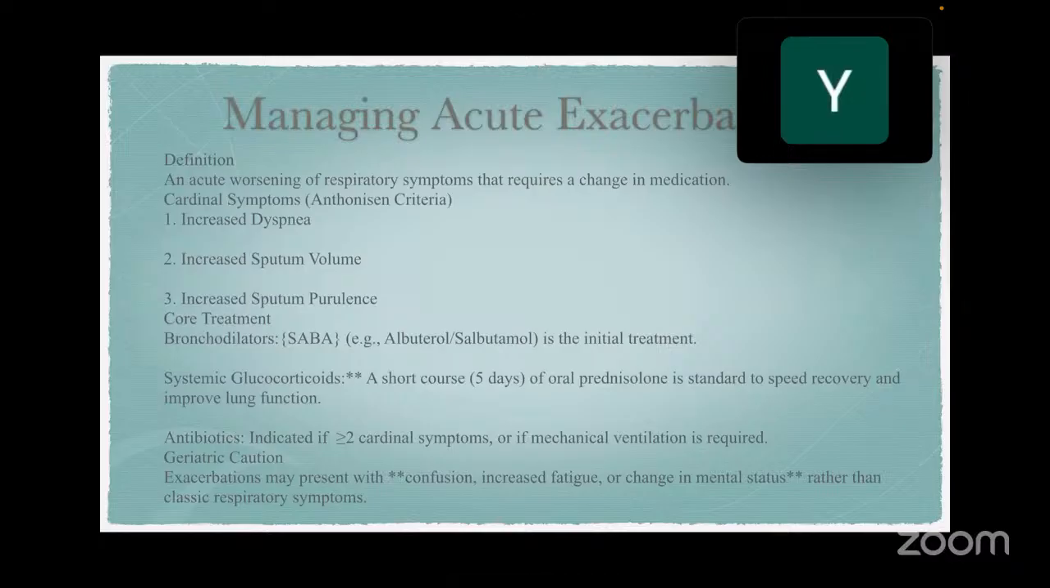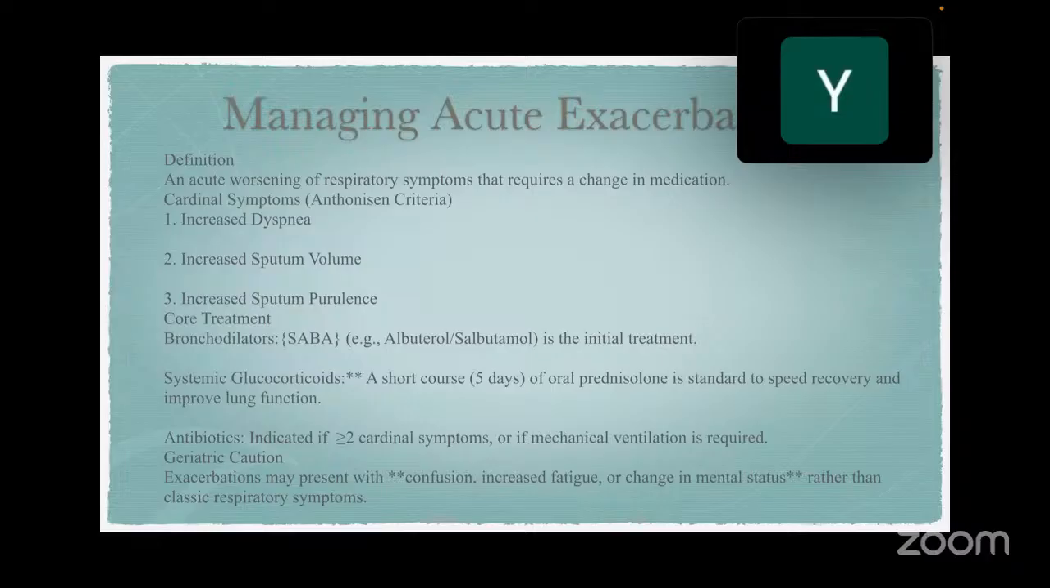So, managing acute exacerbations. Exacerbations are a major cause of hospitalization and death in older adults. The diagnosis depends on the cardinal symptoms. If we have 2 or more present, especially purulence, consider bacterial infection. Okay, so we have here the Anthonisen criteria. This is according to the cardinal symptoms. We have increased dyspnea, increased sputum volume, increased sputum purulence.